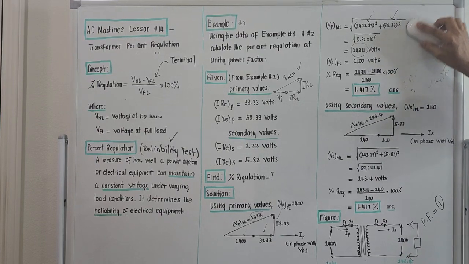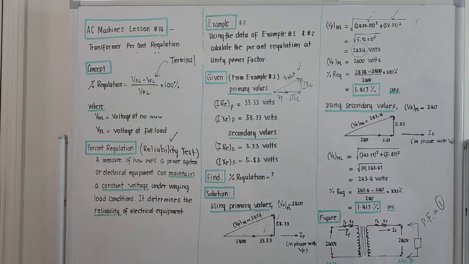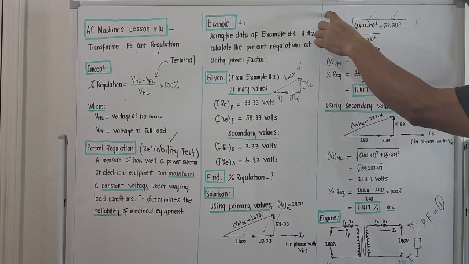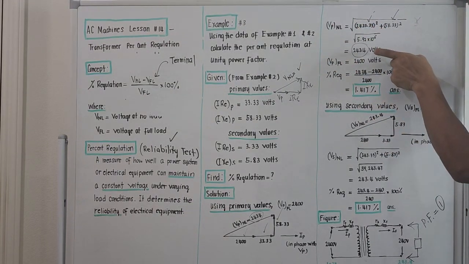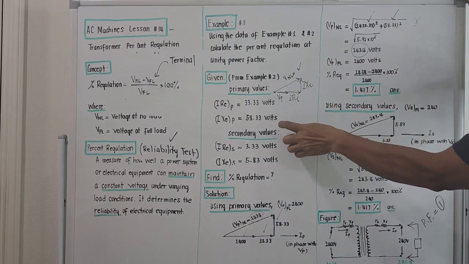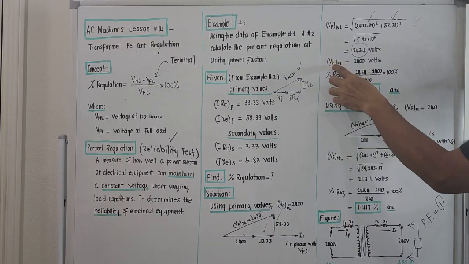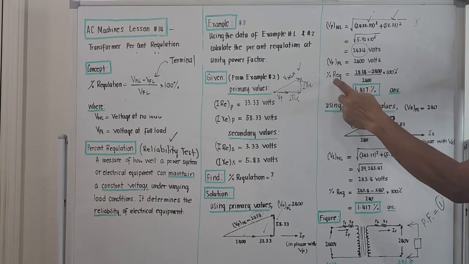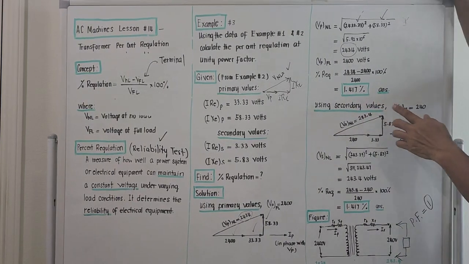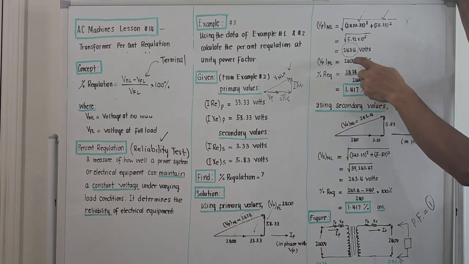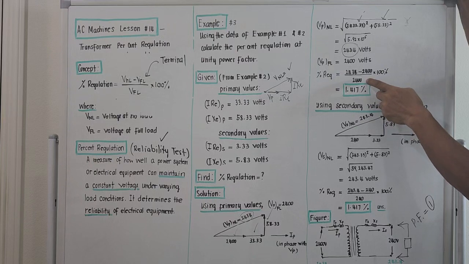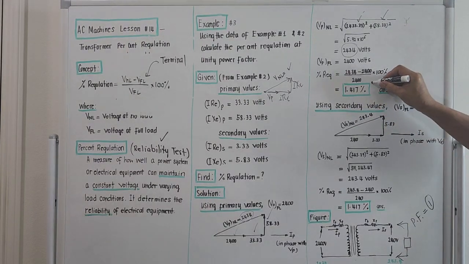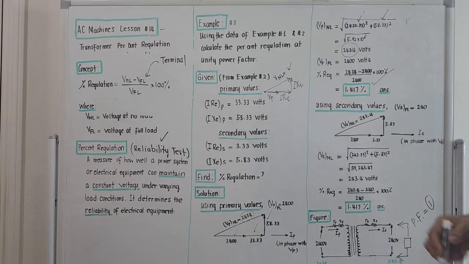So if we now simply compute this one, the primary voltage at no load as per computation is 2434 due to the IR drop and IX drop, and the voltage of the primary at full load is the given value 2400. So percent regulation will be no load minus full load over full load: 2434 minus 2400 over 2400 times 100%. And this is 1.417%. This is very good, right?